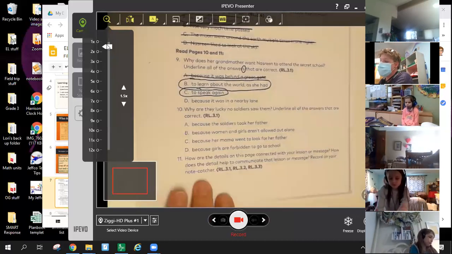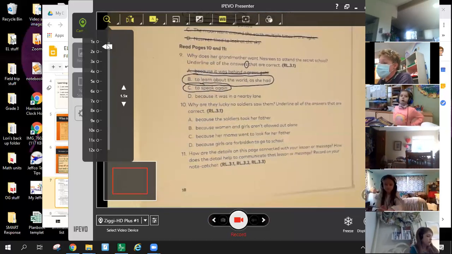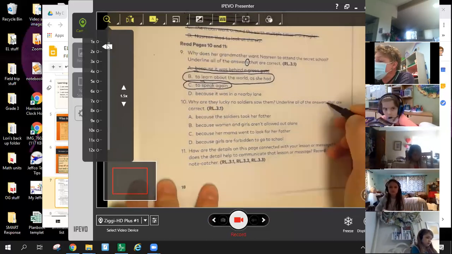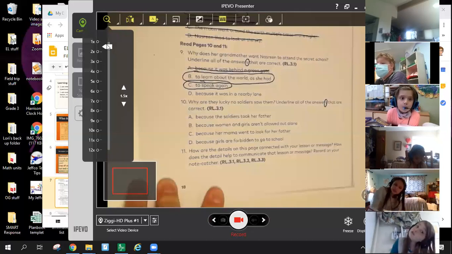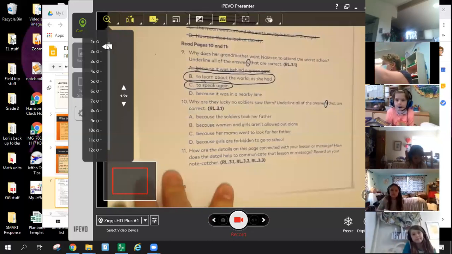All right, last one. You guys got this. Why are they lucky? No soldiers saw them. Underline all of the answers. Everybody circle the S. Answers that are correct. Why are you circling the S? To remind us that we need more than one answer.